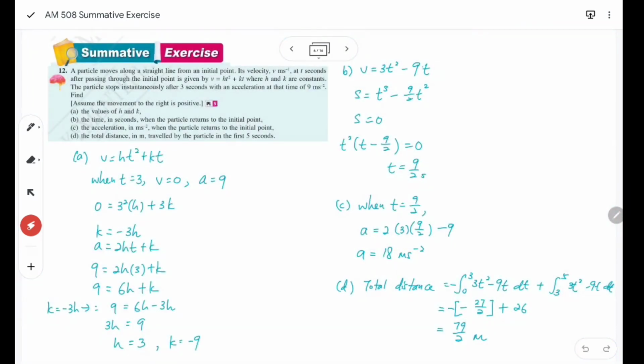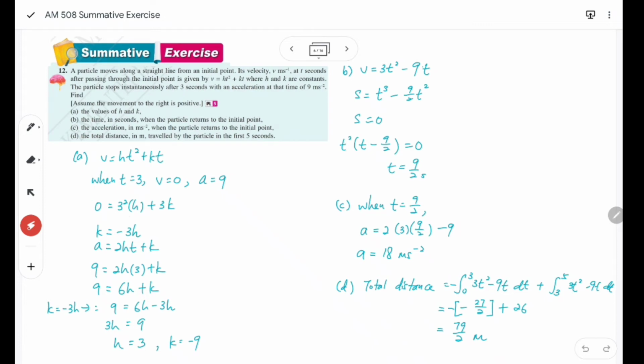Question number 12. A particle moves along a straight line from an initial point. Its velocity v meter per second at t seconds after passing through the initial point is given by v equals ht squared plus kt, where h and k are constants. The particle stopped instantaneously after 3 seconds with an acceleration at that time of 9 meter per second squared. Assume the movement to the right is positive. Find the value of h and k.